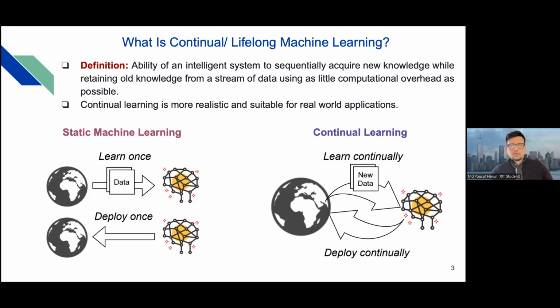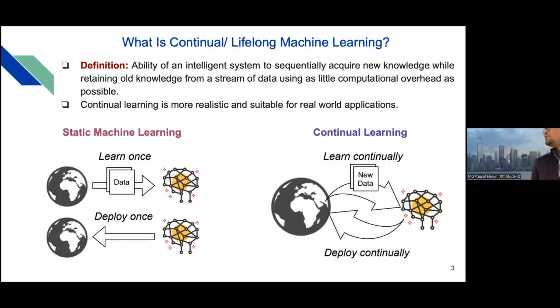So what is continual learning? Continual learning is the ability of an intelligent system to sequentially acquire new knowledge over time. While learning new knowledge, it has to retain its old knowledge, and it has to use as little computational overhead as possible.